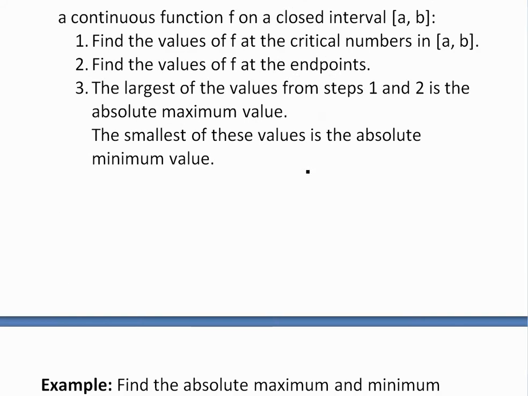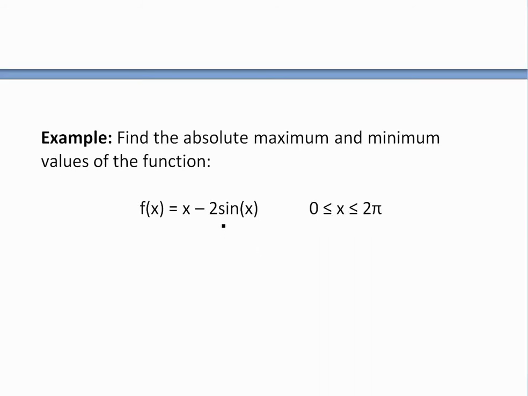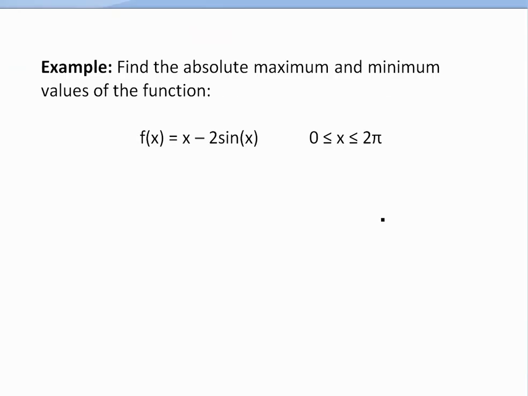The example I'm going to go over states: find the absolute maximum and minimum values of the function f of x equals x minus 2 sine x on this interval, which is closed because it includes the endpoints, x is greater than or equal to 0 and less than or equal to 2 pi. We know this is a continuous function because x is continuous, sine of x is continuous, and so the subtraction is also continuous.